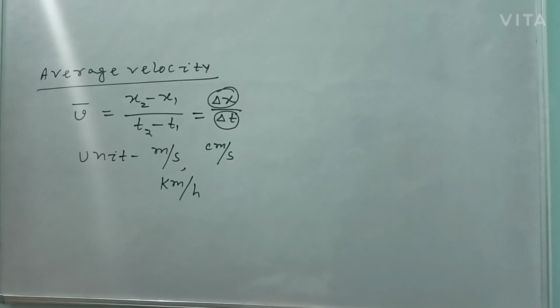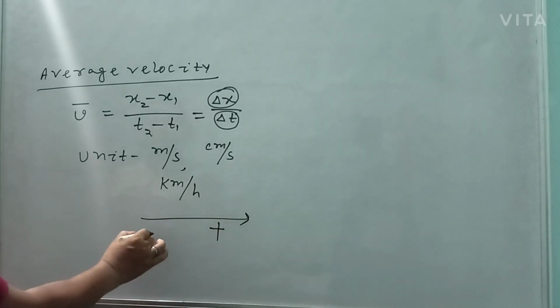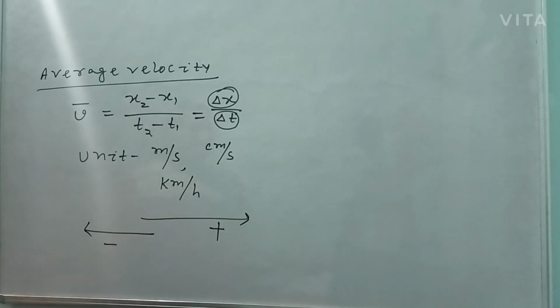So what is the direction? We should not worry about its direction, because since motion in one dimension is considered, only plus and minus sign is taken into account. Suppose in this direction velocity is positive, in that direction velocity will be negative, because we consider one dimensional motion. So you can also calculate average velocity like this.